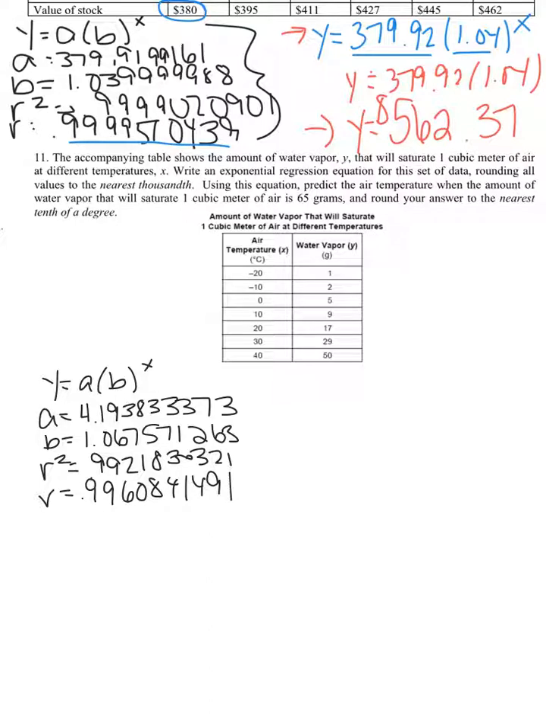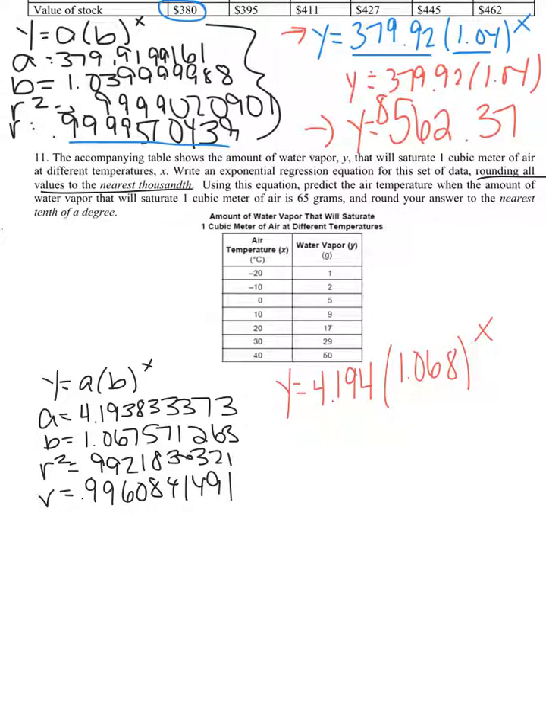Okay, so this wants rounding all values to the nearest thousandth. So my answer in red is Y equals 4.194 times 1.068 raised to the power of x. So that answers the first part.